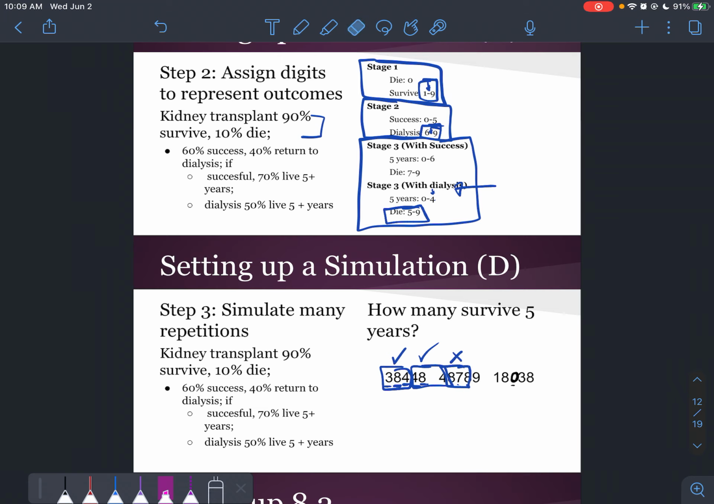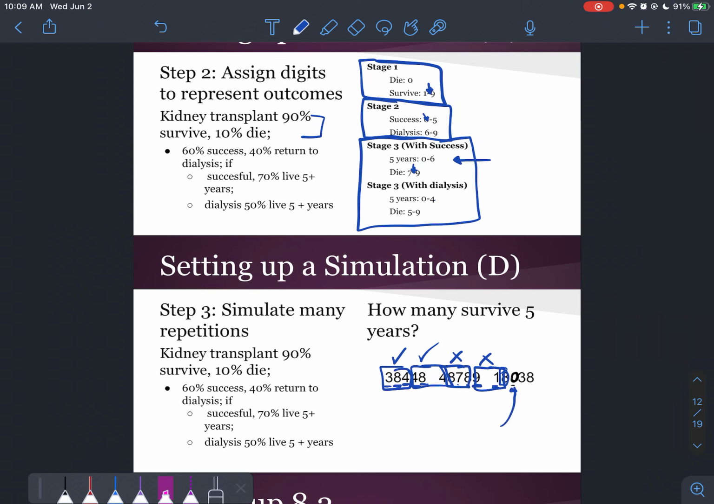Okay? Let's see. Look here at our next one. I've got a 9, which is going to put me in the survive, so I move on. I go a 1, which was a success, so that's going to put me to the success batch now, and then an 8. Well, the 8 sends me here, so that does not work out so well. So end simulation.